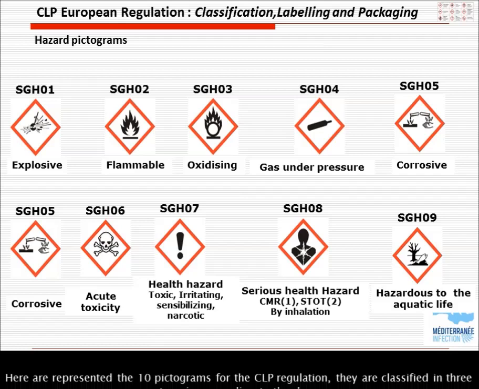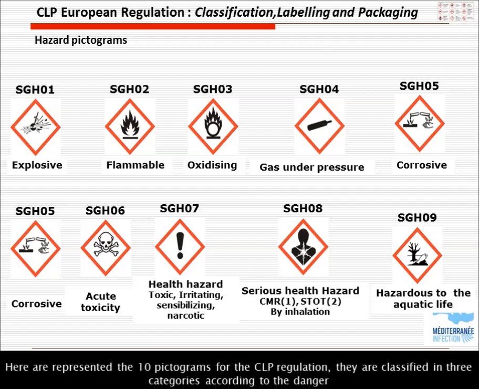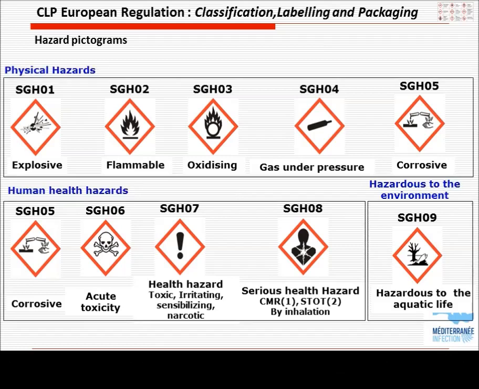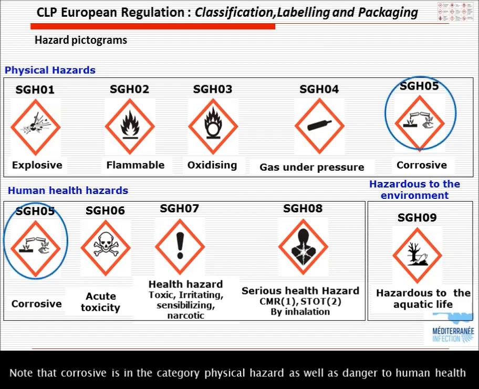Here are represented the 10 pictograms for the CLP regulation. They are classified in 3 categories according to the danger. Physical hazards, human health hazards, hazardous to the environment. We find the same pictograms as before. Note that corrosive is in the category physical hazard as well as danger to human health.